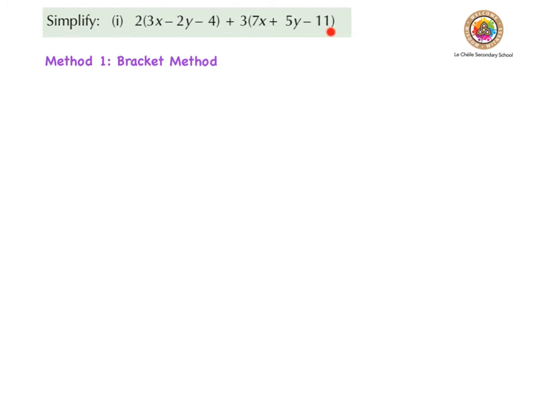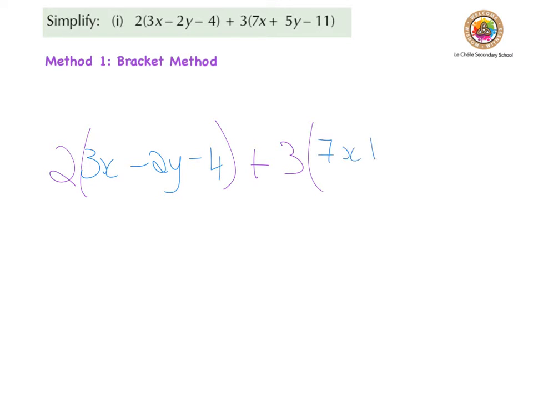Now the first thing that we know is multiplication, so any number outside the brackets, multiplication has a distributive property, which means this 2 is distributed over all the terms inside the bracket, and this 3, the multiplication aspect of it, is distributed over each of these 3 terms as well. So just rewriting very quickly, we have 2 bracket 3x minus 2y minus 4, and we'll close that bracket, and we have plus 3, again bracket 7x plus 5y minus 11, and again we'll close that bracket.